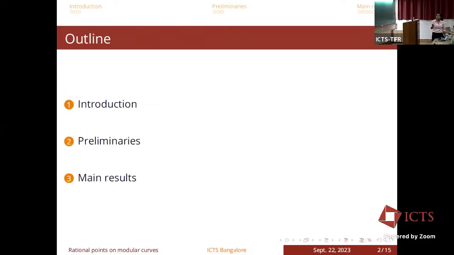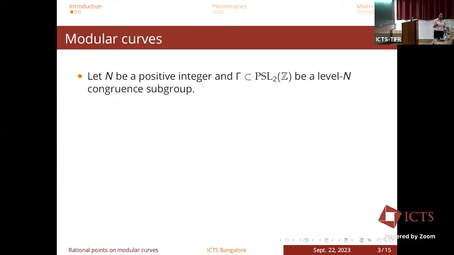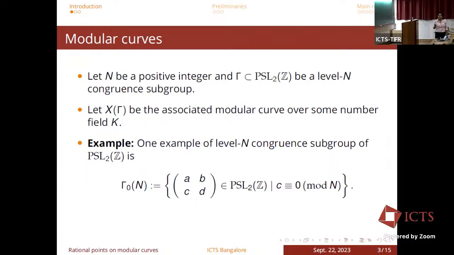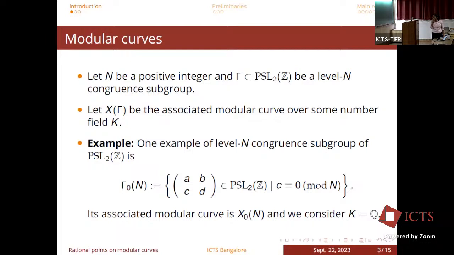So this is the outline of my talk. First, I'll give the introduction, then some preliminaries, and then main results. For any positive integer n, let gamma be a level n congruence subgroup, and associated to gamma, we have a modular curve X gamma over some number field K. For example, if you take gamma naught of n, this is one example of a congruence subgroup of level n, and its associated modular curve is denoted by X naught n, and we consider the field to be the set of rational numbers.